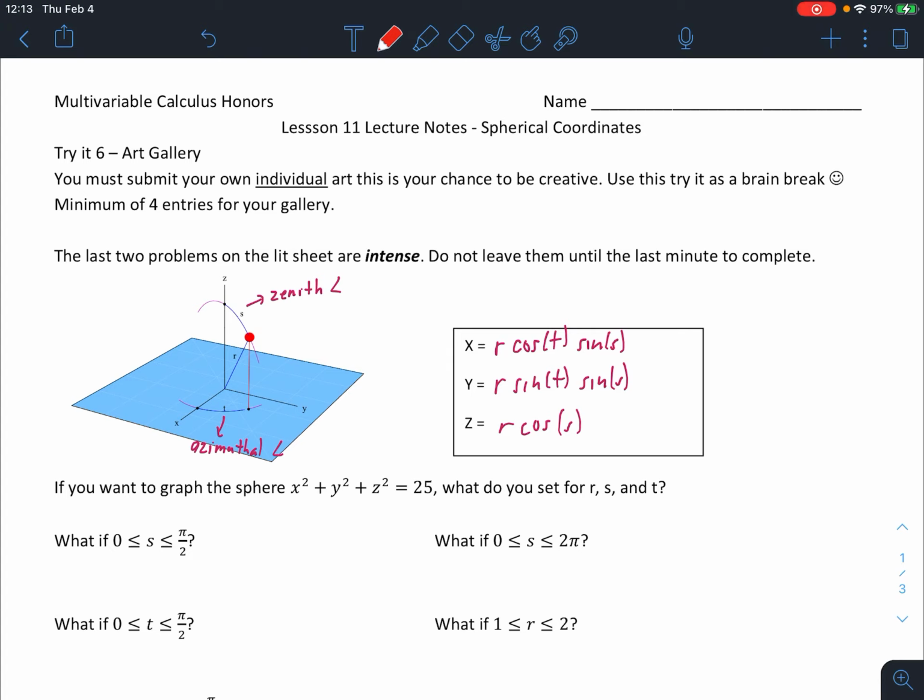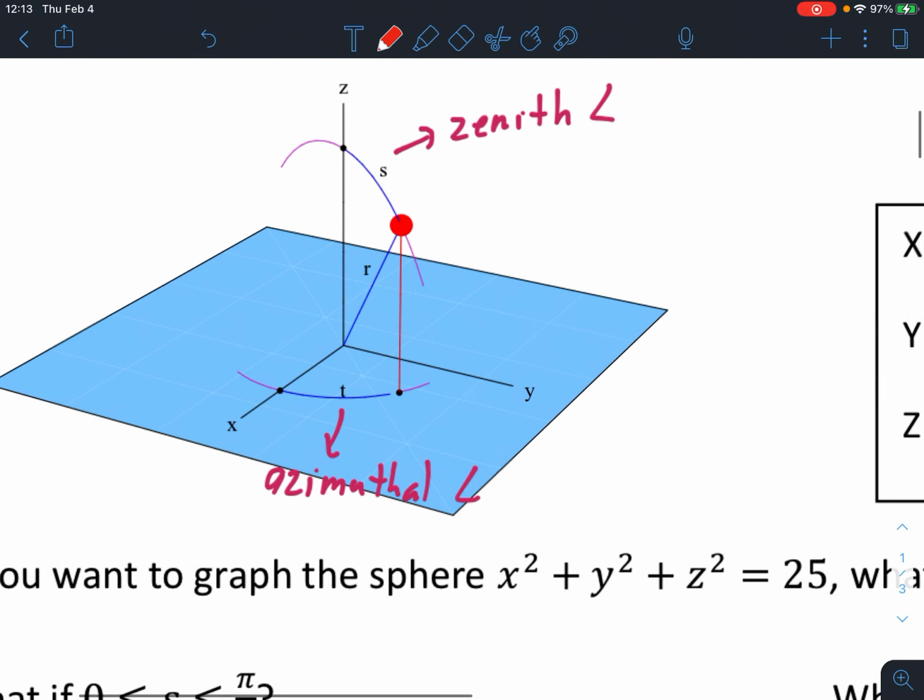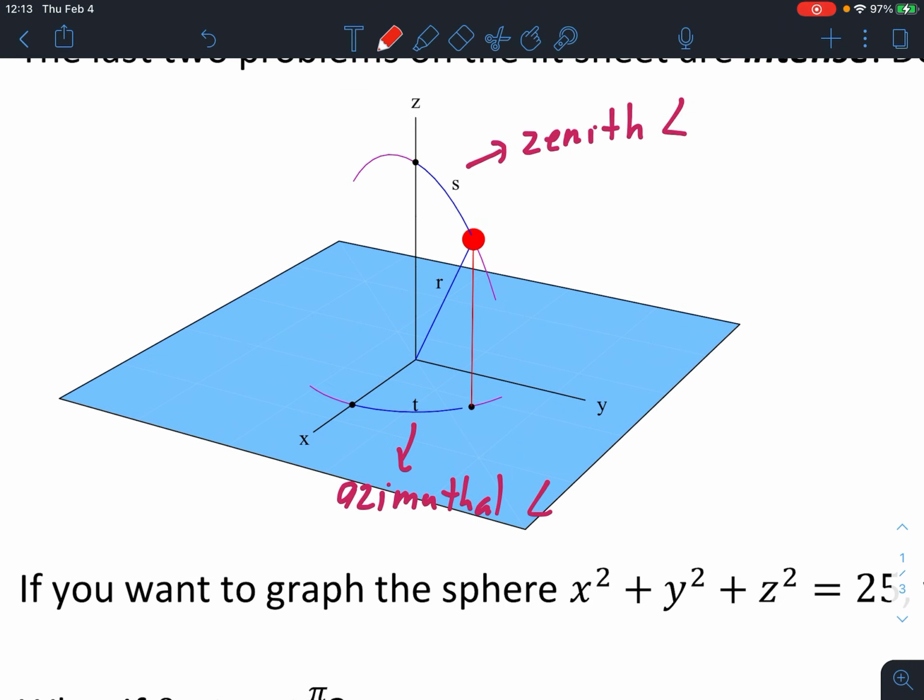A couple notes on the top, you can read those in your own time, but let's just jump right into what we're going to talk about today, which is different types of coordinates. We're going to talk about cylindrical coordinates and spherical coordinates as well. All right, let's start with spherical coordinates.